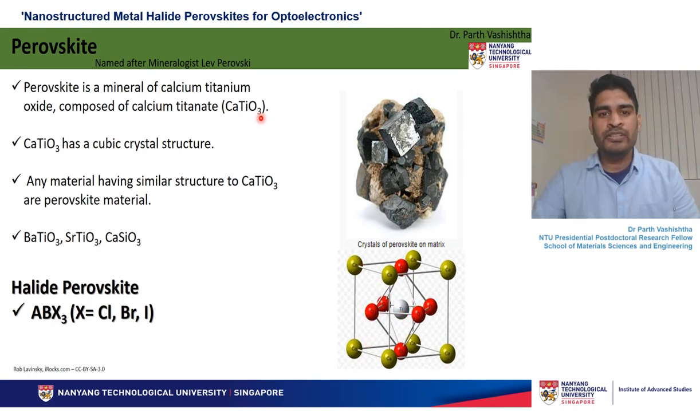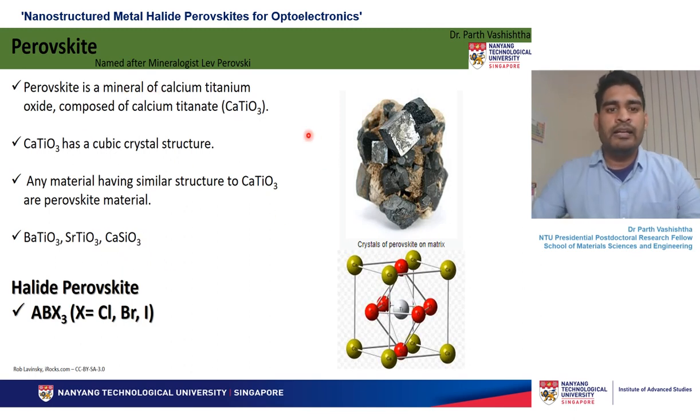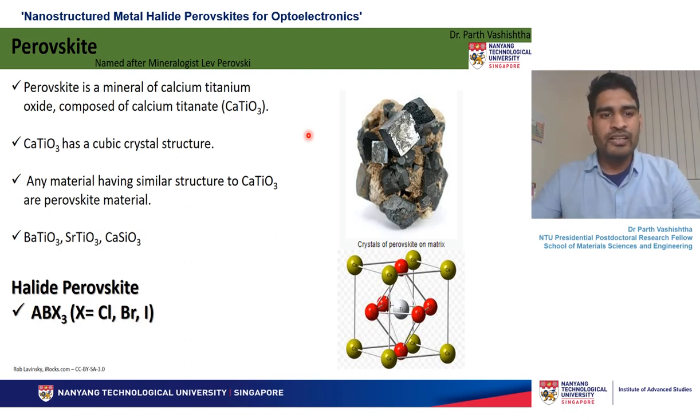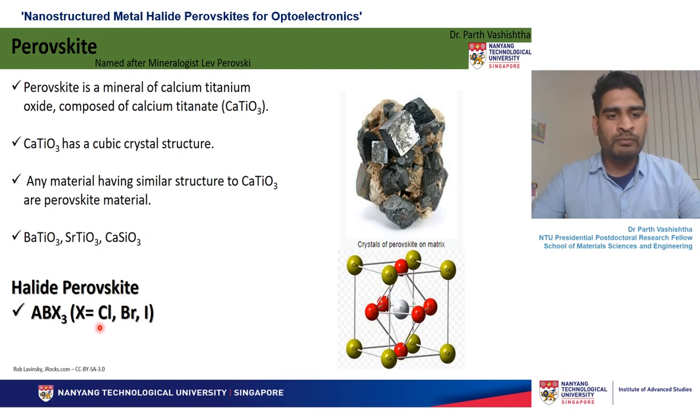There are several types of these oxide perovskites which come under the perovskite family, such as barium titanate, strontium titanate, calcium silicate, and all of these materials. These materials are extremely suitable for large bandgap applications, such as scintillators and piezoelectrics. Anyways, my topic of interest is on perovskite, but not on oxide perovskite. My research area is focused on halide perovskite, which has the same structure, but we replace the oxygen with halogens such as chlorine, bromine, and iodine.